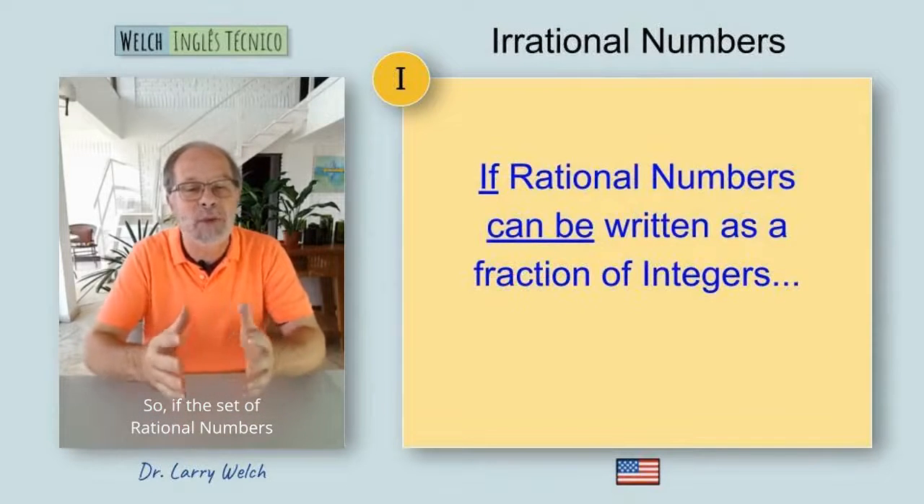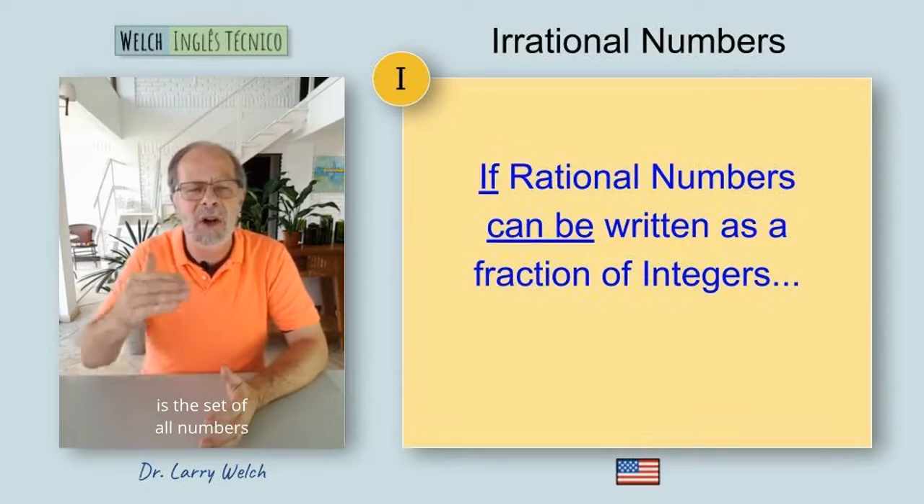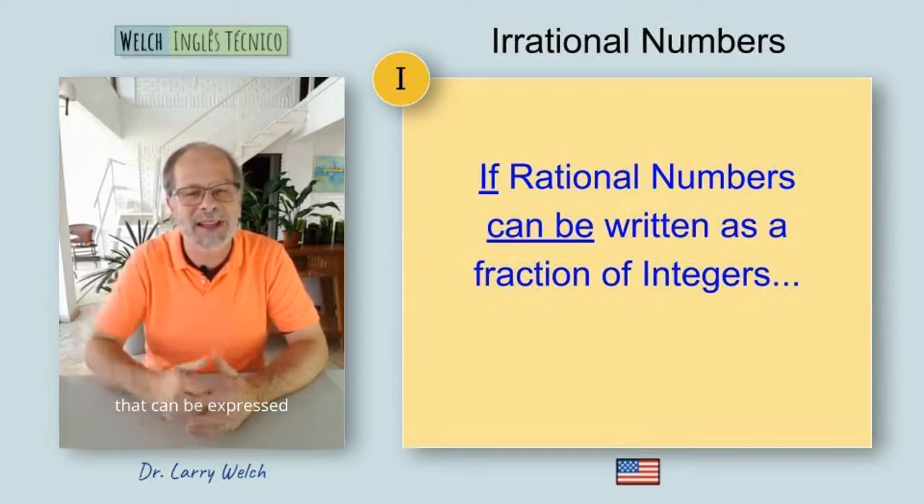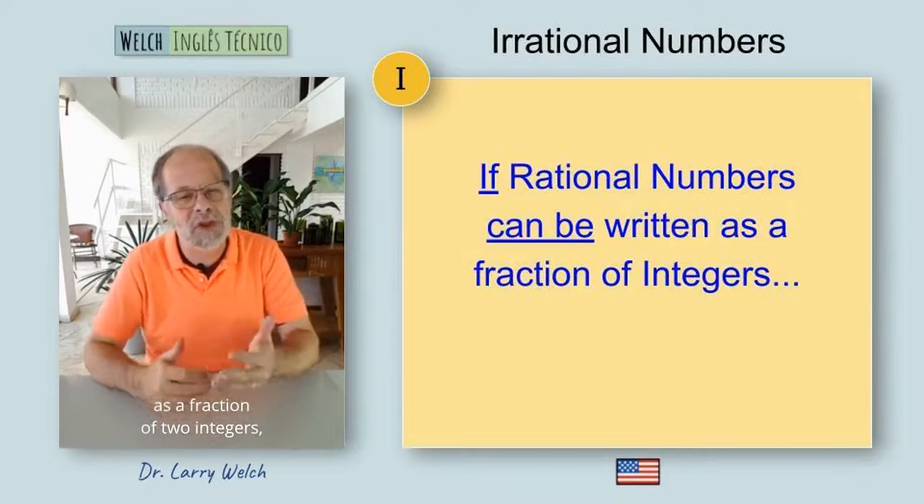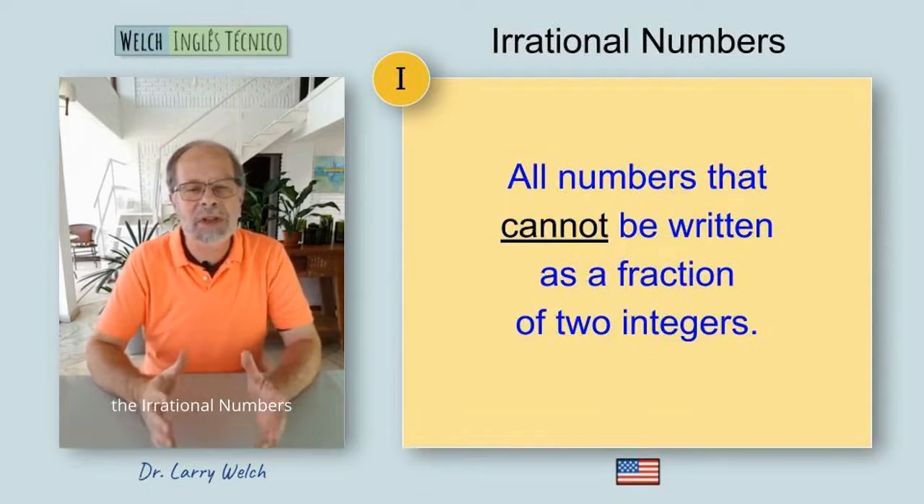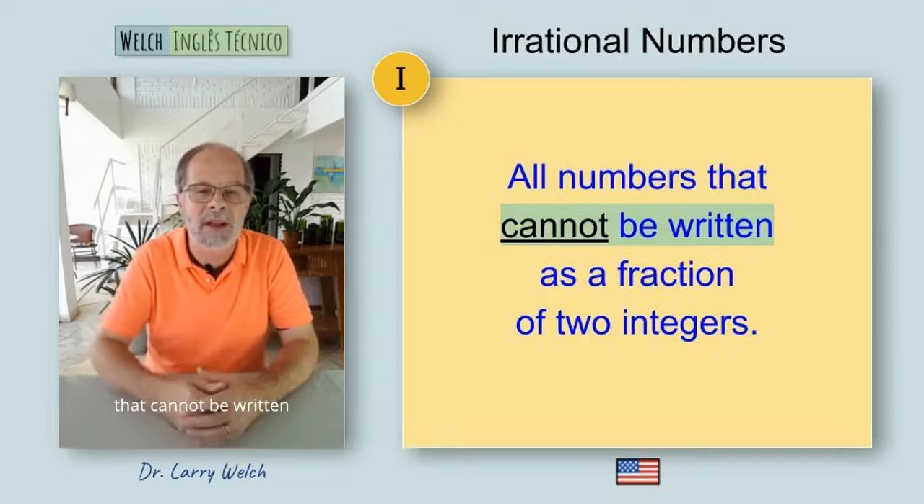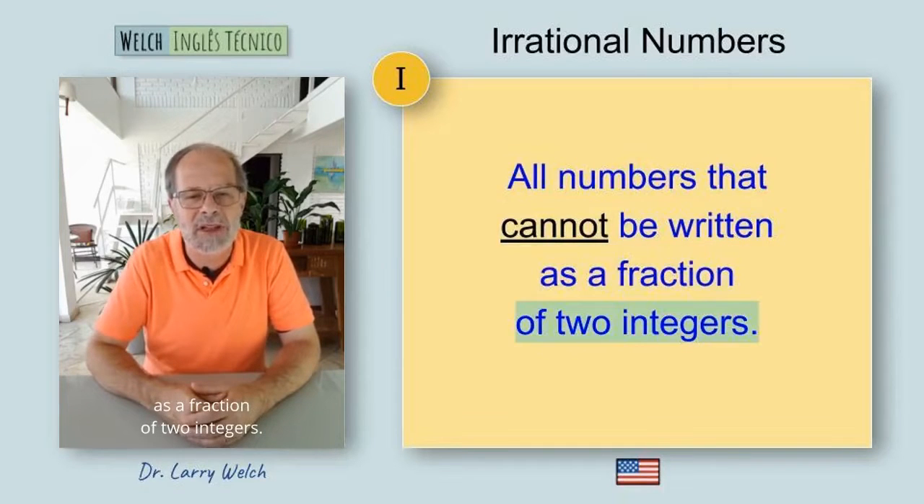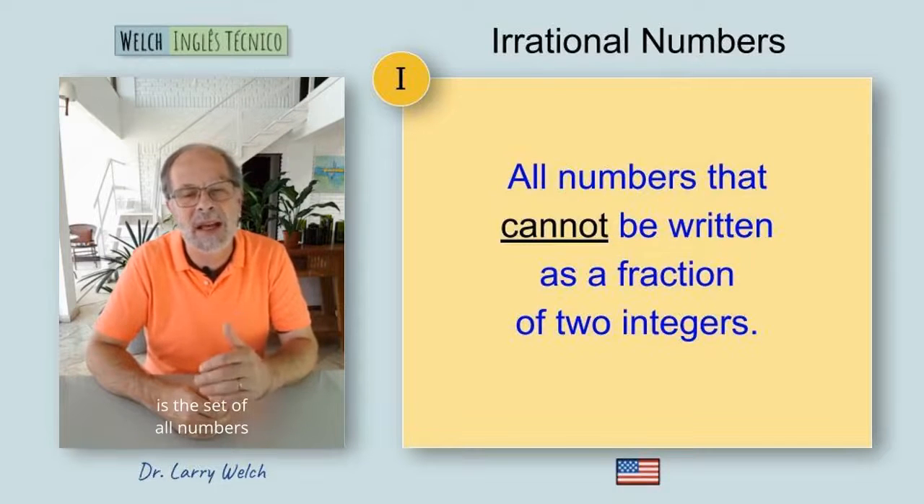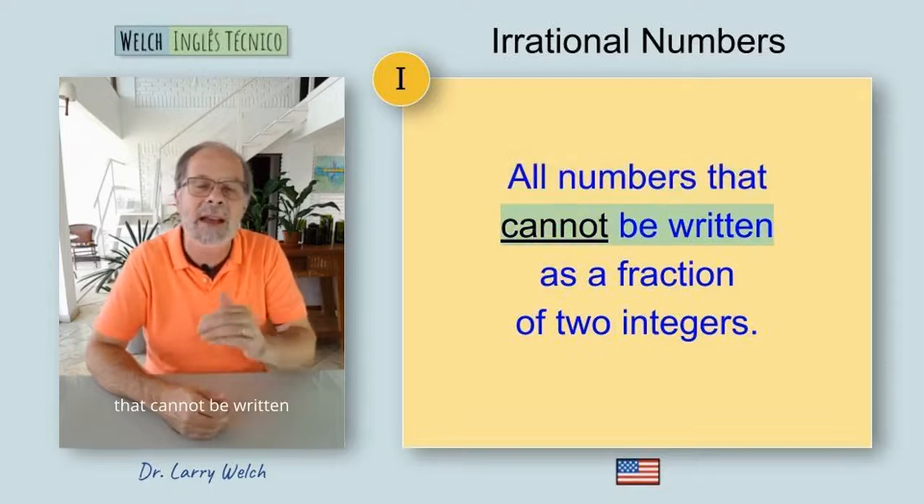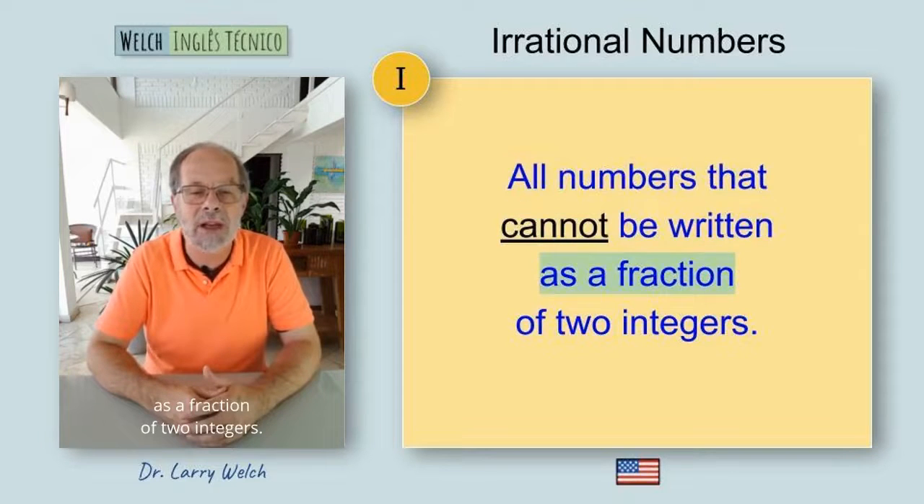So if the set of rational numbers is the set of all numbers that can be expressed as a fraction of two integers, the irrational numbers is the set of all numbers that cannot be written as a fraction of two integers. Again, the irrational numbers is the set of all numbers that cannot be written as a fraction of two integers. The symbol for irrationals is the capital letter I.